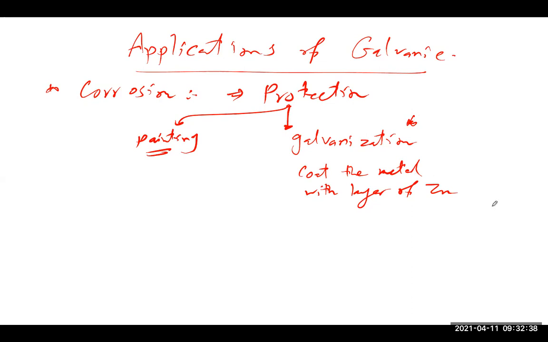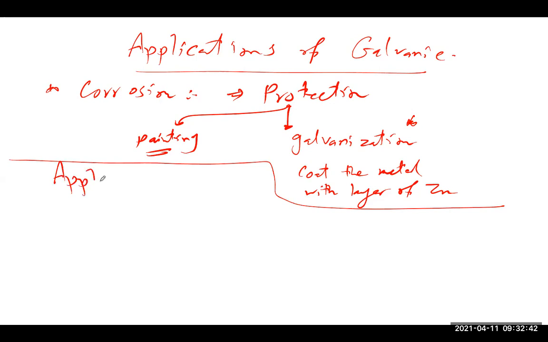Okay, now we will talk about applications of the electrolytic cell. So the electrolytic cell, if you remember, is when you convert electric current or electrical energy into a chemical reaction. So what are the applications here? First, electrolysis.